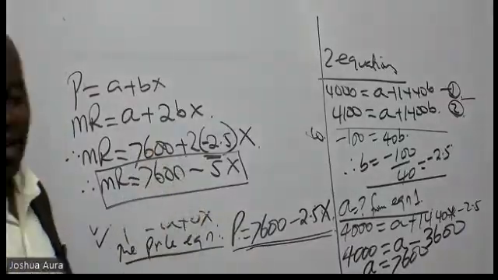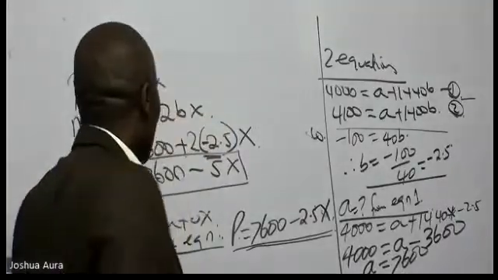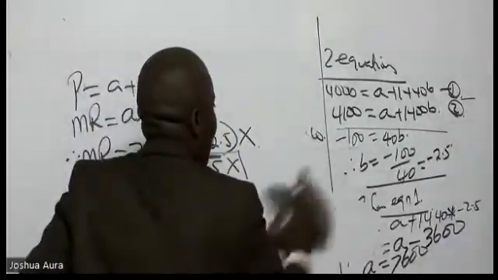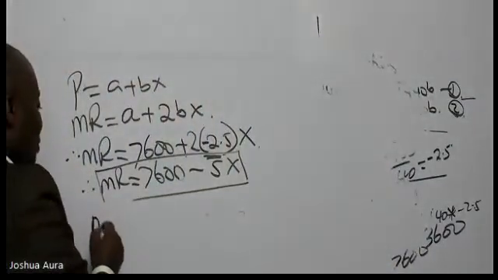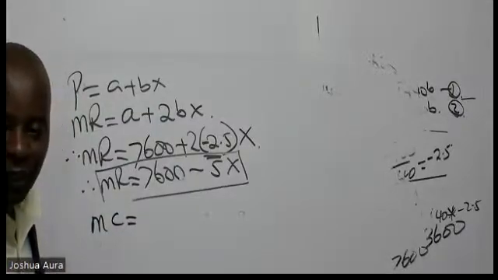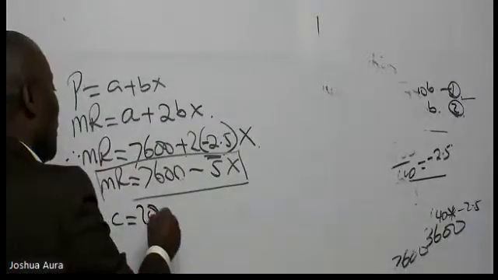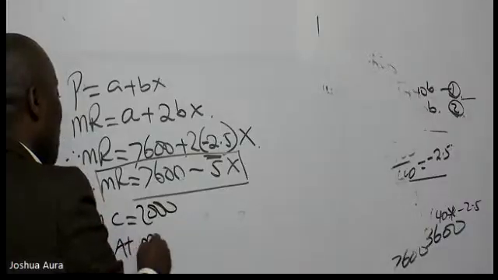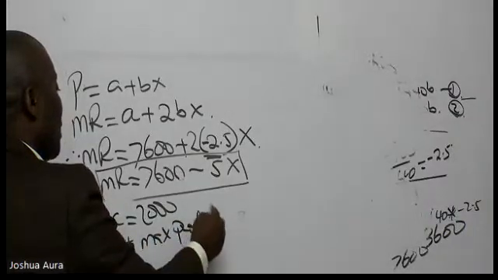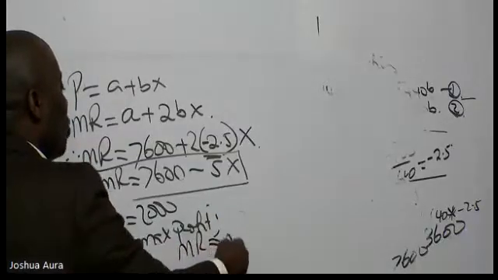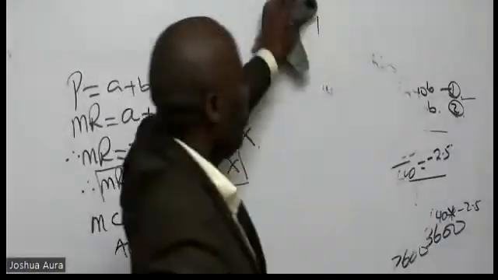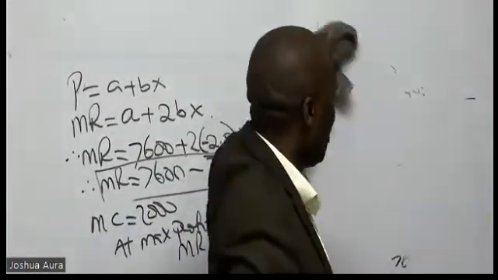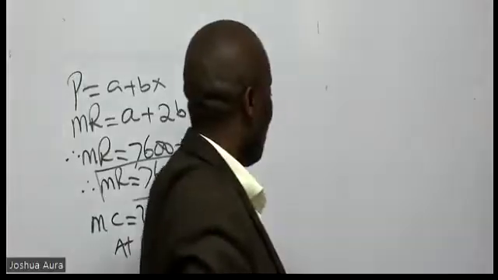Now, once I get this, remember that you guys had given me marginal cost. For the double room, marginal cost is 2,000. And you told me that at maximum profit, marginal revenue should be equal to marginal cost.